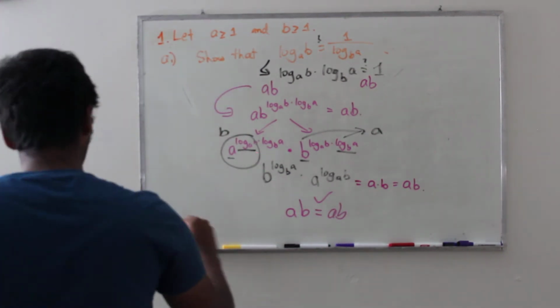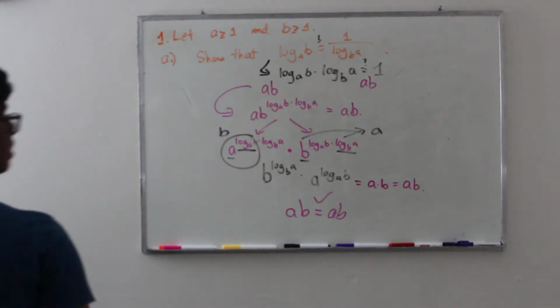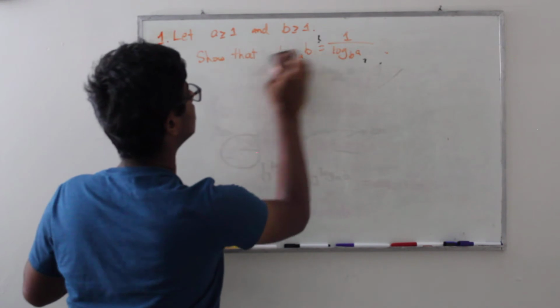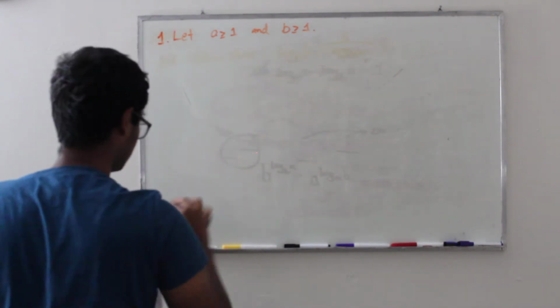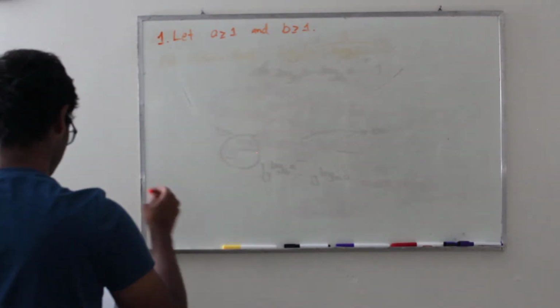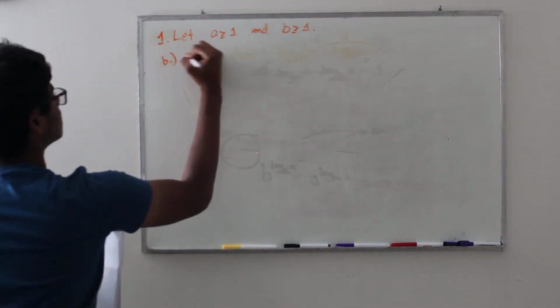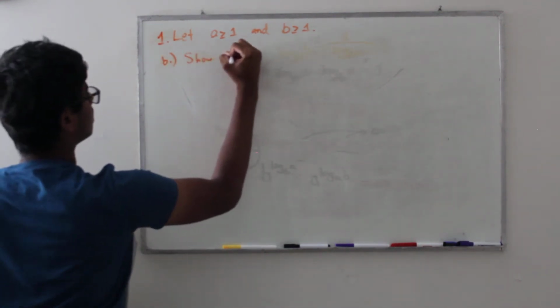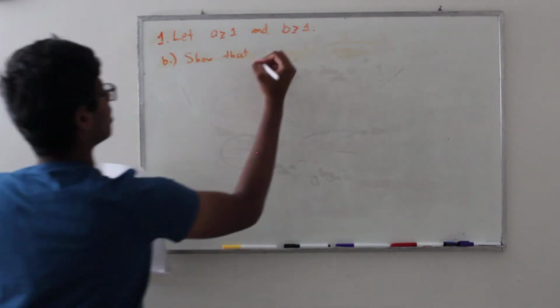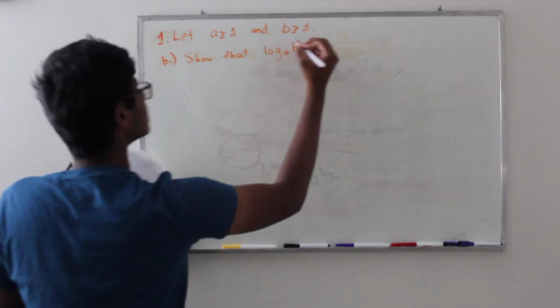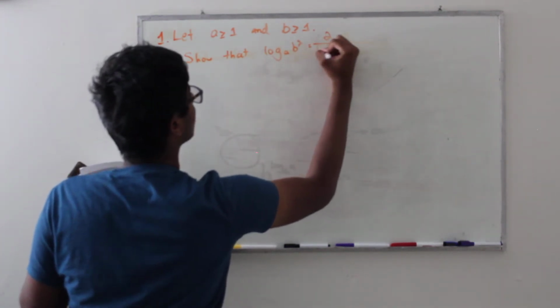So now I'm going to move on to the second part. The second part is, show that log base A of B squared equals 2 over log base B of A.